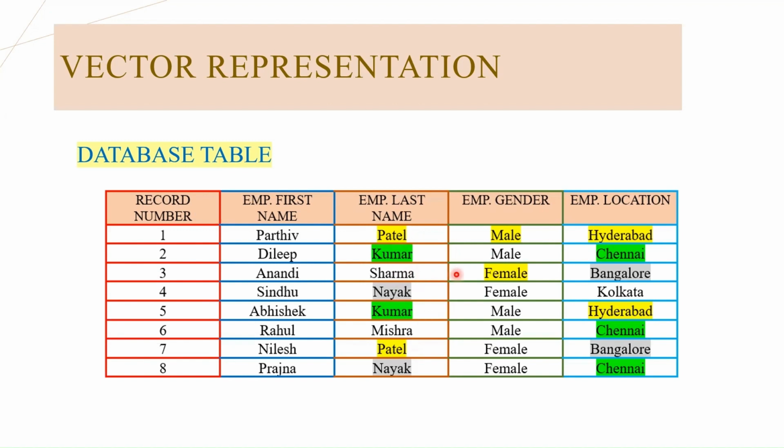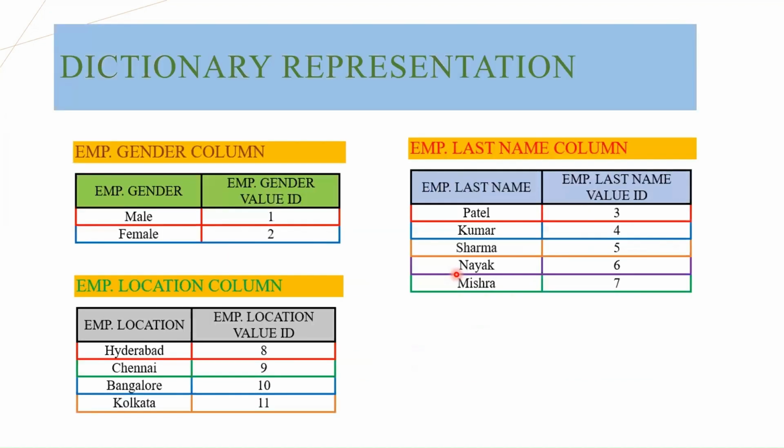Let's see the dictionary representation of each column. In case of employee gender column, for a male entry, a unique integer value is provided by SAP and assigned to it, which is 1. Similarly, for female, SAP assigns 2. And in case of employee last name column also, whatever the entries we are finding in the database table, for each and every entry, SAP assigns a unique integer value. The same happens in case of employee location column also.